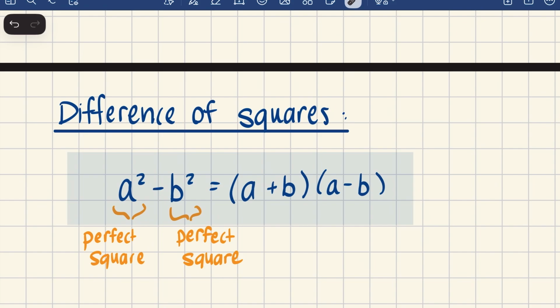Alright, now let's look at the difference of squares formula. This formula says that when one perfect square is subtracted from another perfect square, it can be rewritten as the square root of the first term plus the square root of the second term, multiplied by the square root of the first term minus the square root of the second term. Now, this may all seem a little bit confusing, so let's look at an example to clarify things.